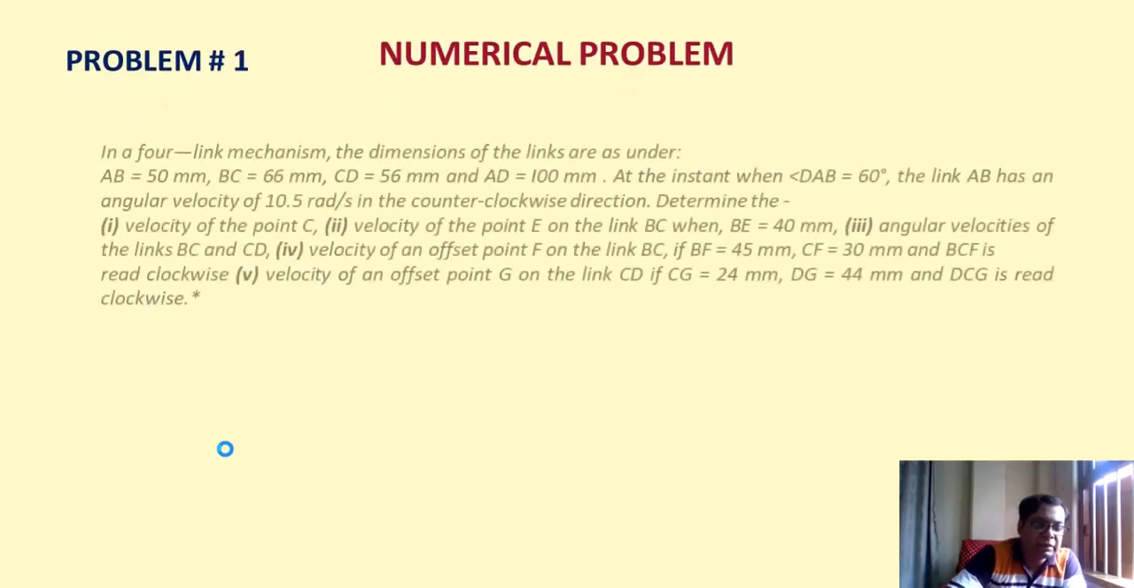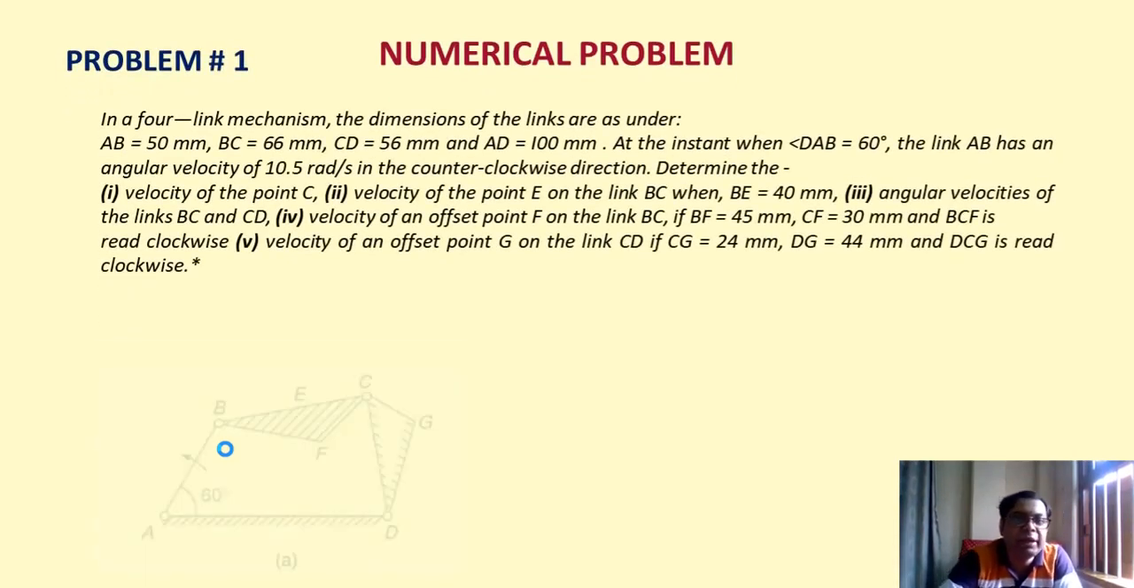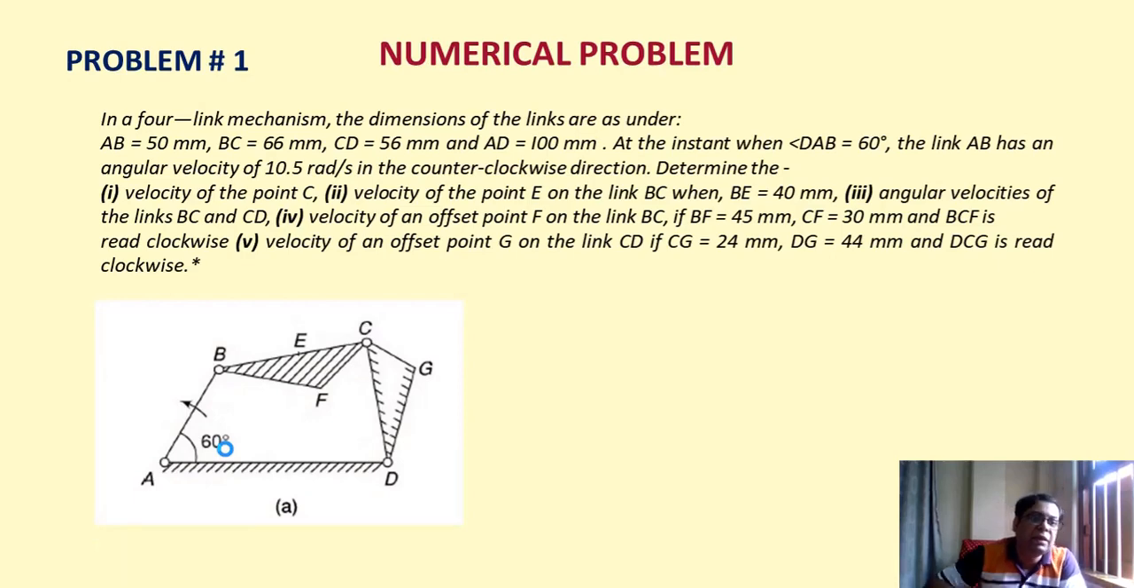Okay, now let us just overview a numerical problem, something like that. That is for a 4-bar mechanism of the given dimensions. The dimensions are all given. We have to solve and find out, if angle BAD is rotating in anti-clockwise direction, the velocity components of each individual part.